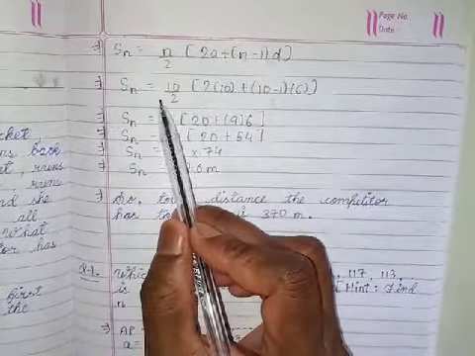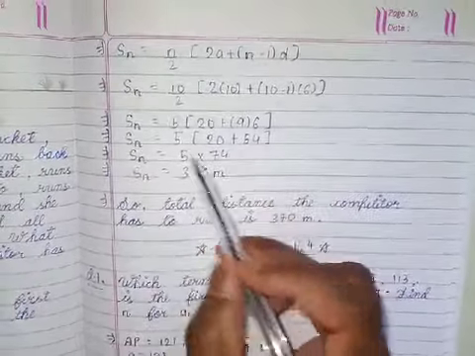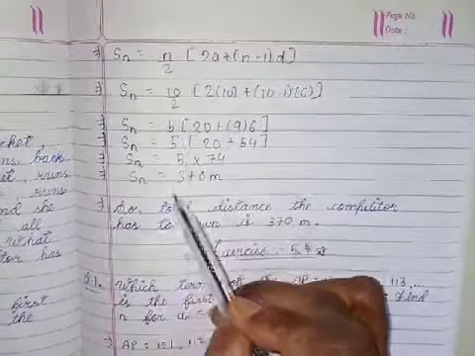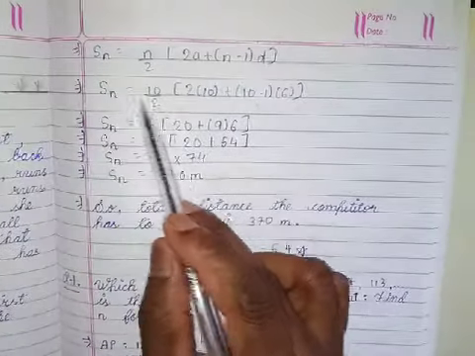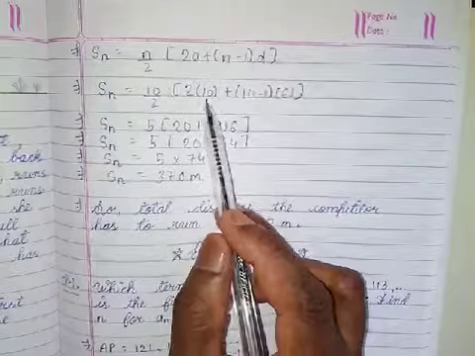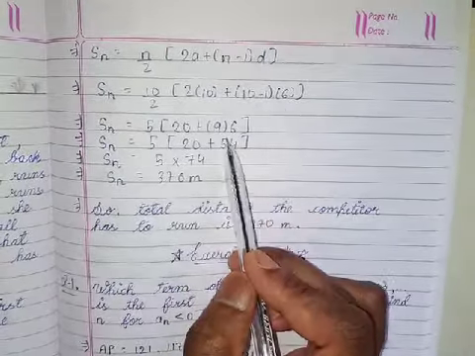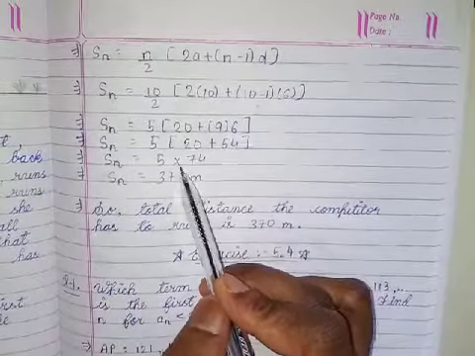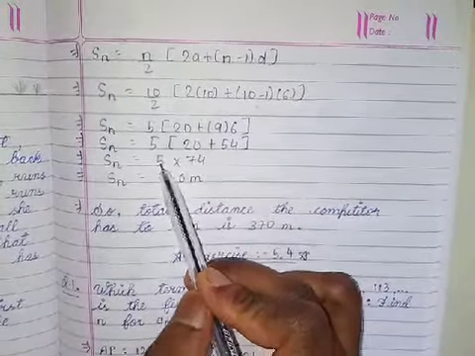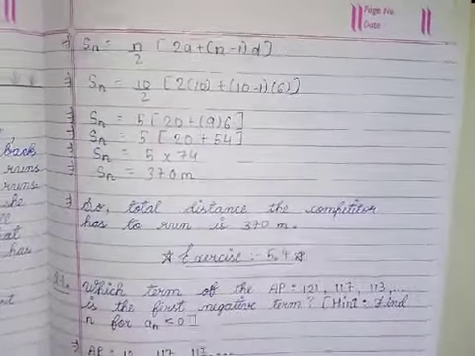So Sn is equal to, okay, we can write S10 also. Here in place of n we can place 10. So S10 is equal to 10 by 2, 2 into A, which is 20, plus 10 minus 1, that is 9 into 6. So 54 plus 20, that is 74. 74 into 5, it becomes 370 meter.